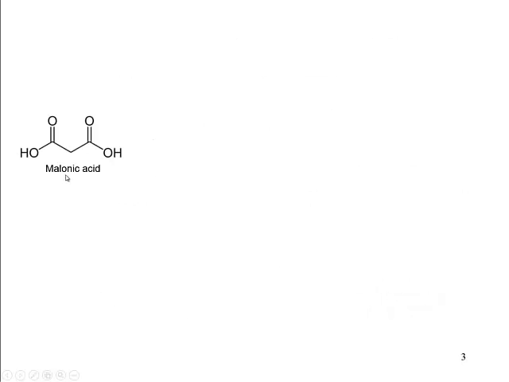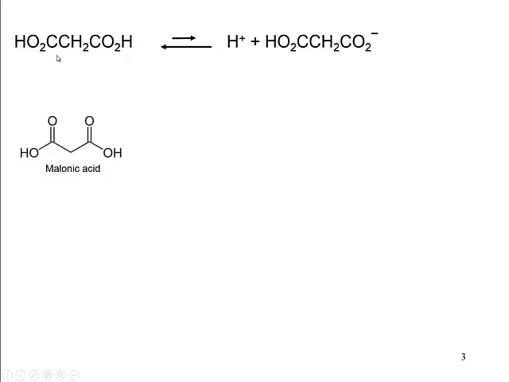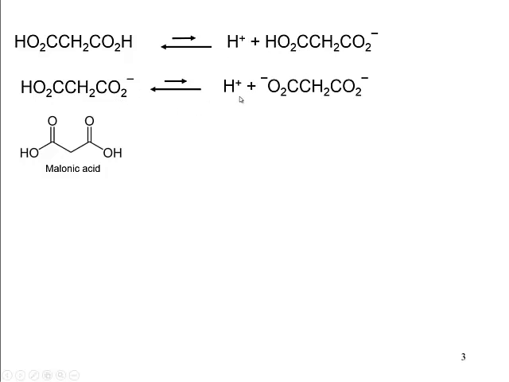Let's examine another diprotic acid. Malonic acid is 2 carboxylic acids, and the first proton comes off when malonic acid is placed in water, and then it is the conjugate base from the first step that can release the second proton in water. And again, Ka1 is 1 times 10 to the minus 3, and Ka2 is about 2,000 times smaller than Ka1.